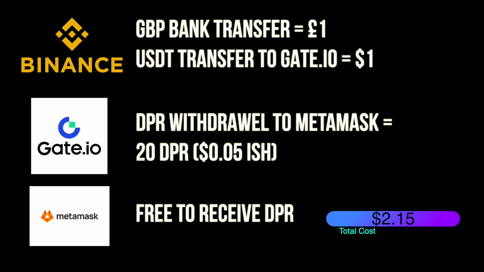Now that is incredibly cheap in fees. If you bought with your credit card, it would be way higher. You're talking maybe £15 to buy the USDT, not including then sending it to Gate.io and then to your MetaMask. So this is the way that I actually do it, and I've been doing it for a long time and it works really, really well. So that's how I do it.